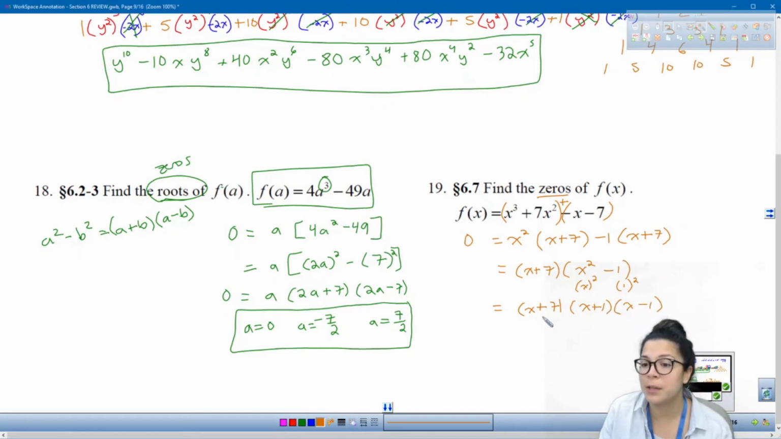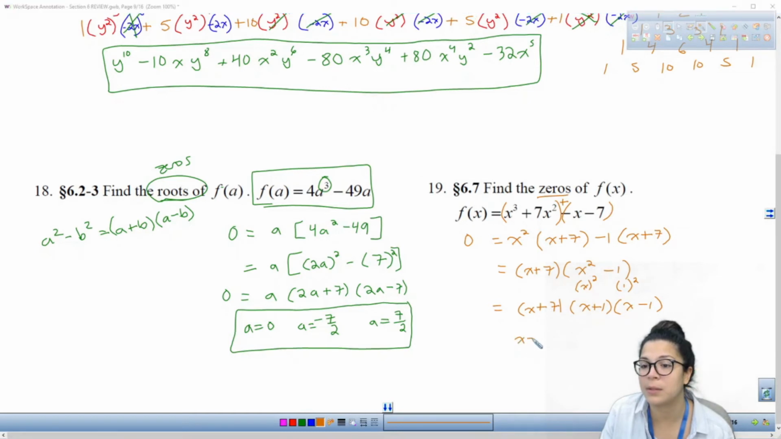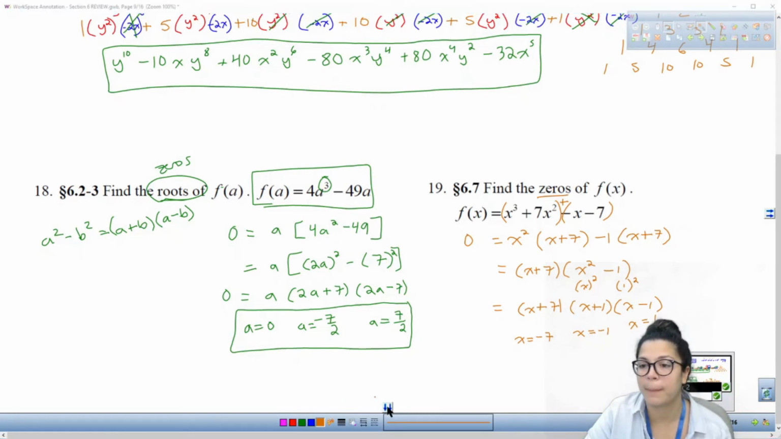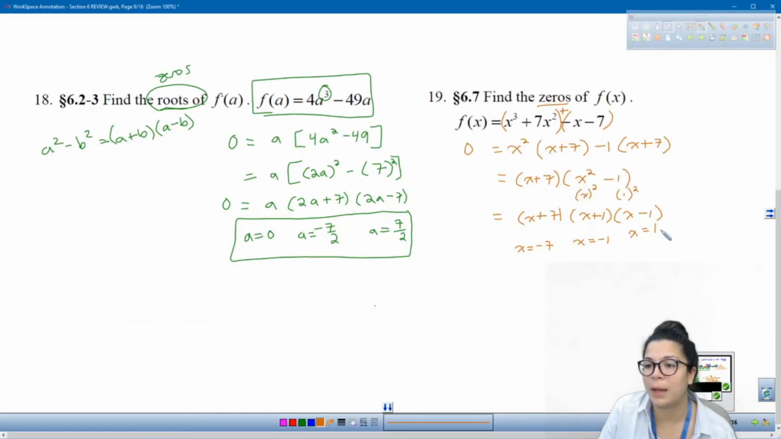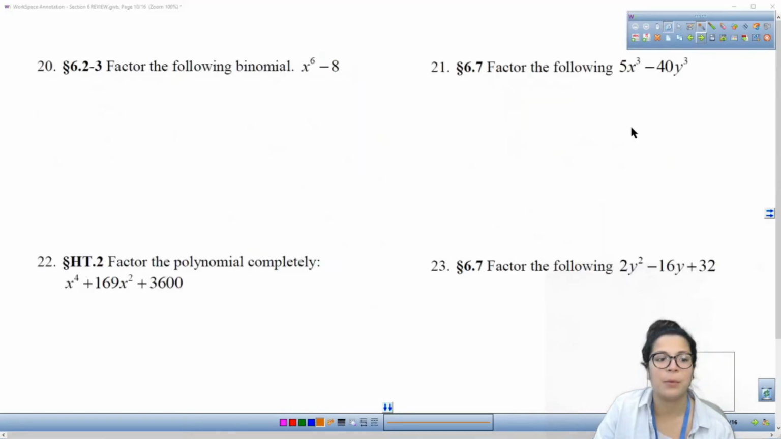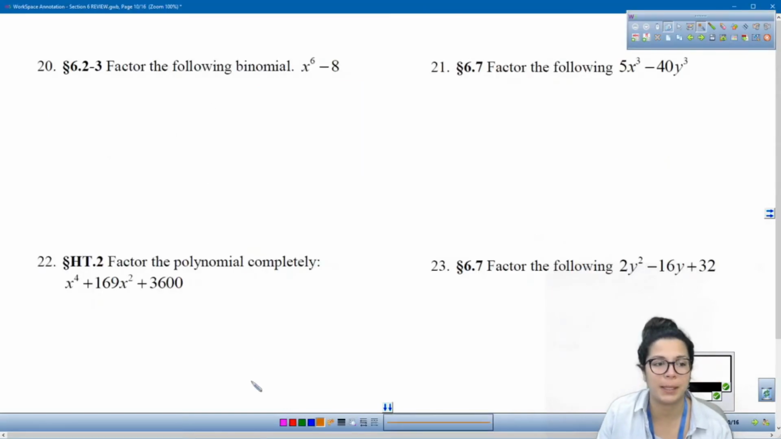So what are the zeros? X plus 7 equal to 0 gives you the zero, -7. X plus 1 equals 0 gives you the zero, -1. And x minus 1 equals 0 gives you the zero, x equals 1. Okay? So those are your 3 zeros. Let's verify. Let's make sure we had power 3. Yes, we got all of them. All right. Moving on to number 20.